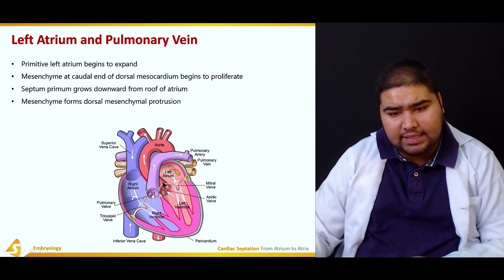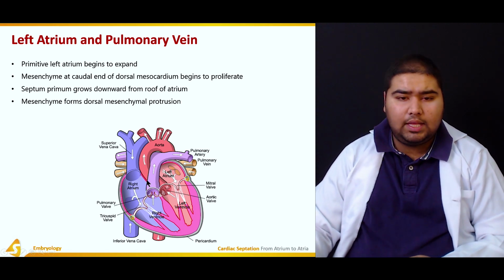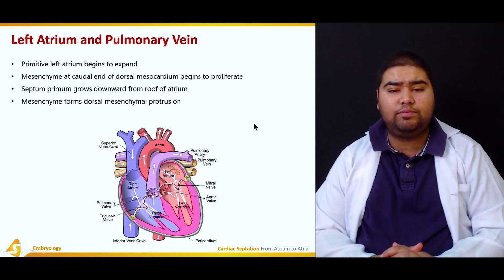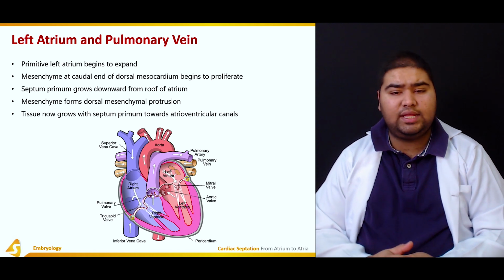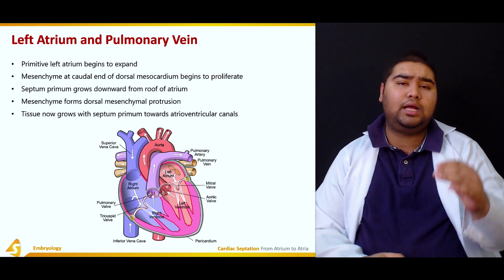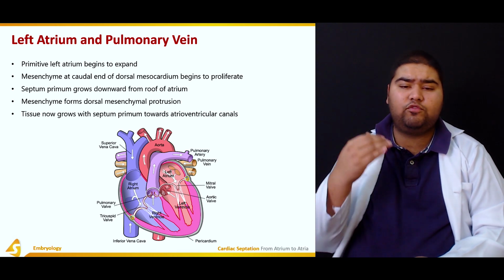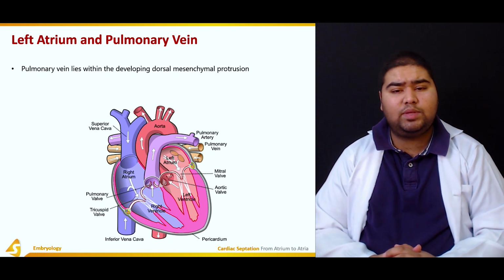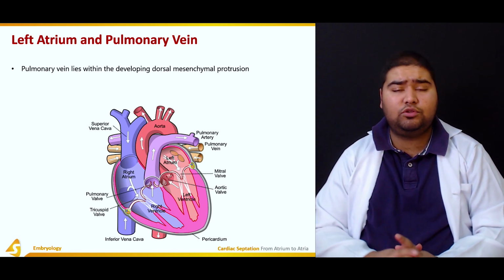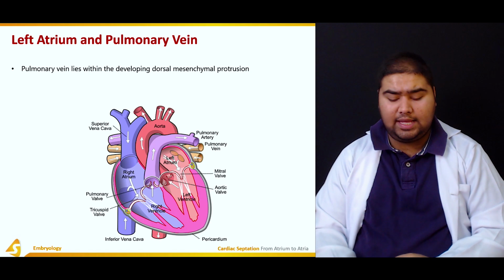So if you can see here in pink, this is the interatrial septum, and the mesenchyme has already formed the dorsal mesenchymal protrusions. So tissue now grows within the septum primum towards the atrioventricular canals. Obviously now it is supposed to close the atria, so that tissue is growing from the septum primum towards the AV canals. The pulmonary vein lies within the developing dorsal mesenchymal protrusion. So the dorsal mesenchymal protrusions are important because the pulmonary veins lie there.